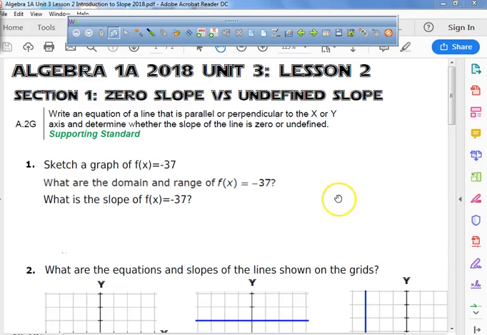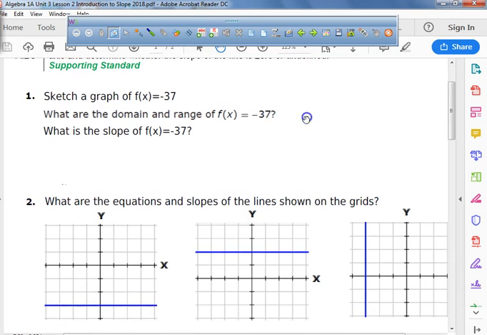New lesson. All right? What does section 1 say we're talking about? Yeah, zero slope versus undefined. All right? A slope of 0 is going to look like this.